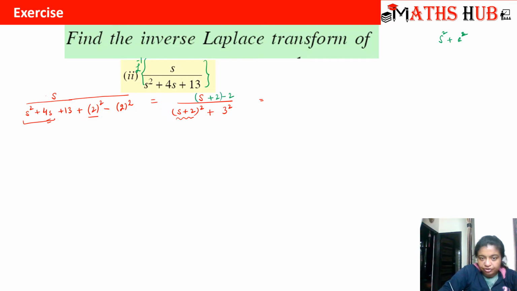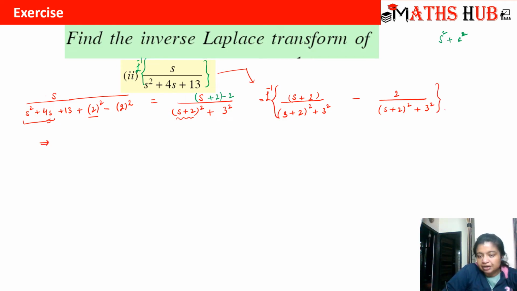So now let's make a group of s plus 2, and let us split this term. We will get s plus 2 upon s plus 2 whole square plus 3 square, minus 2 upon s plus 2 square plus 3 square. Right? So we have reduced this term here. Now let us try to take the inverse Laplace of this.